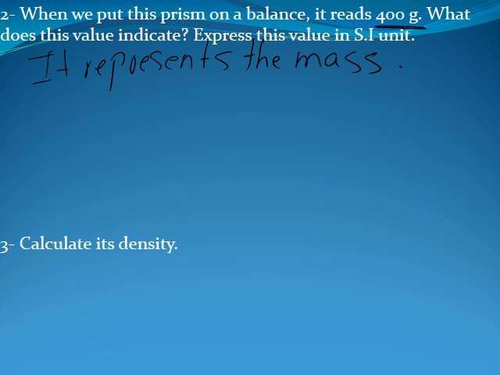Express this value in SI unit. What is the SI unit of mass? Yes, Isa. Gram, kilogram, ton? It's kilogram. So we have to divide this by 1000. So it will be 0.4 kilograms. Calculate its density.